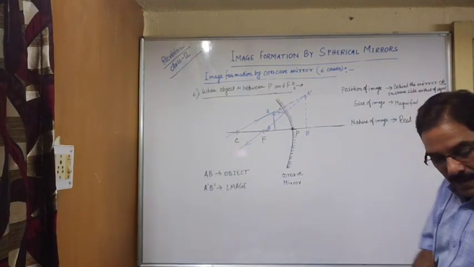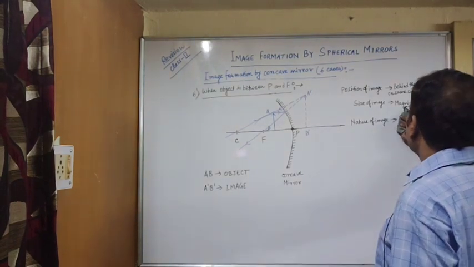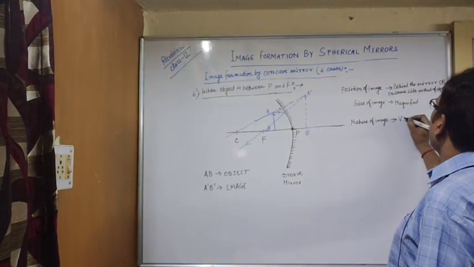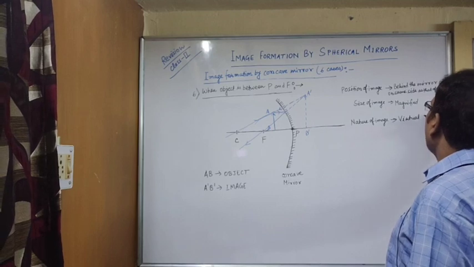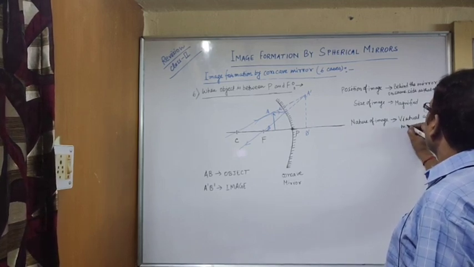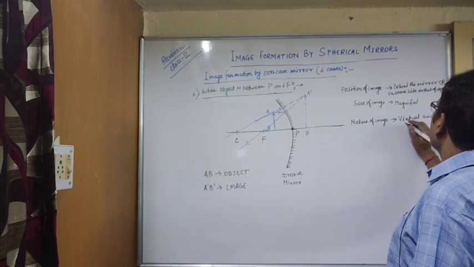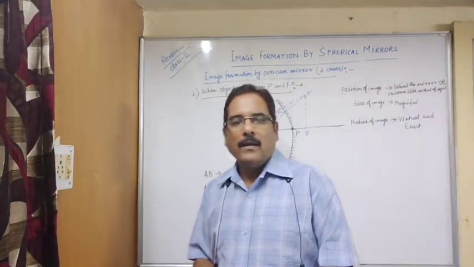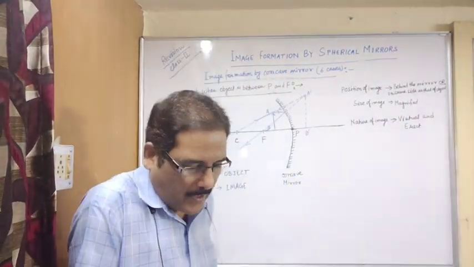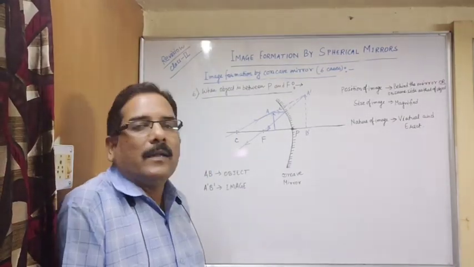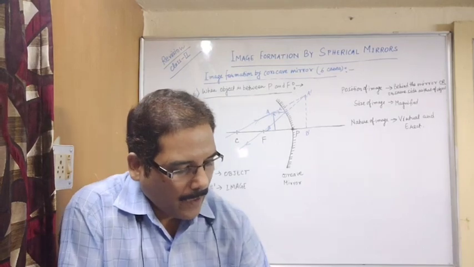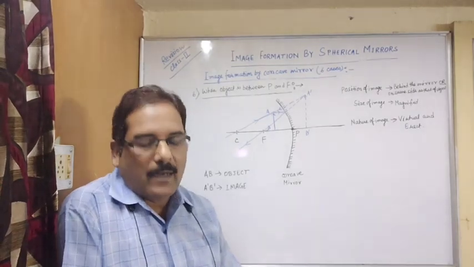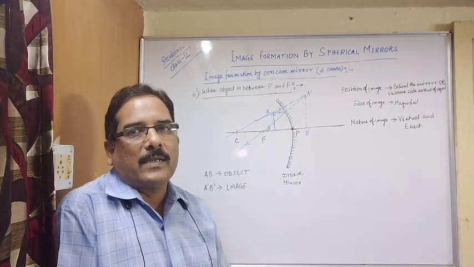And now in the last case we will change the nature, because this is the only case where we are getting virtual and magnified image. Virtual images are always erect, so we will get virtual and erect image. So in this way we have completed image formation in concave mirror. In next class we will revise image formation by convex mirror and the uses of concave and convex mirror.